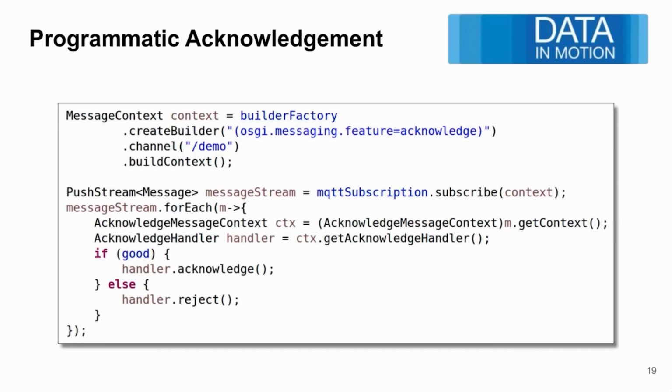The programmatic way of acknowledgement uses the same style in general, but this can happen inside a push stream. So as long as an implementation supports acknowledgement and you still have a message instance in your hand, you're able to cast a message context to the acknowledge message context and get the acknowledge handler. So you are then free to decide at which state in the push stream you want to acknowledge or reject the message.